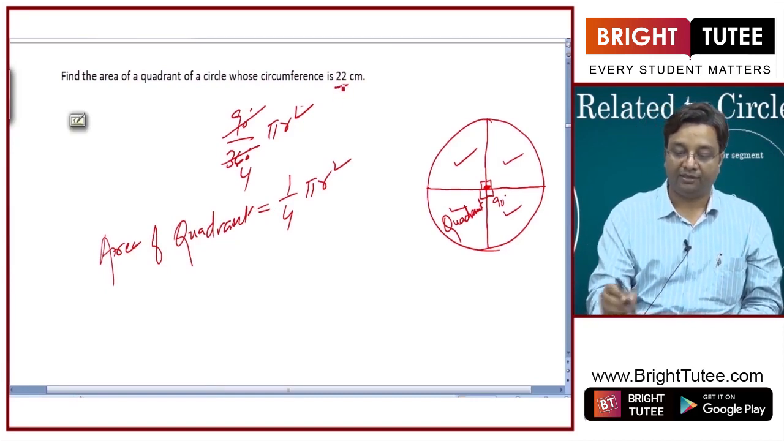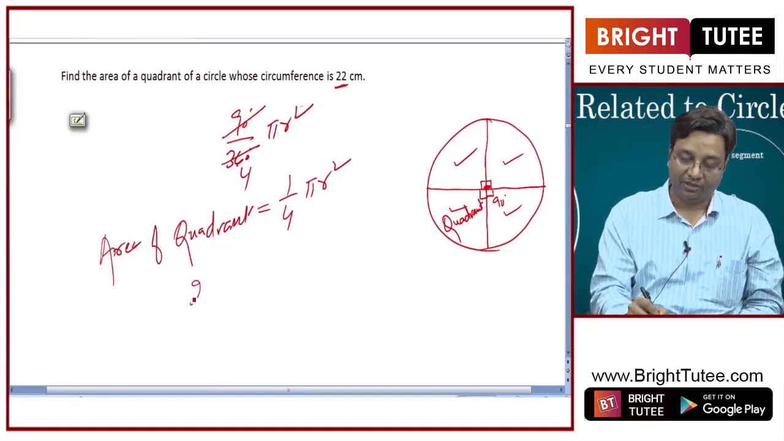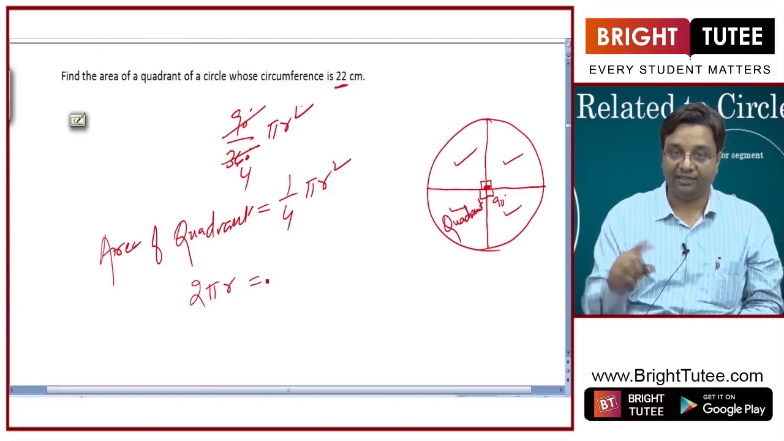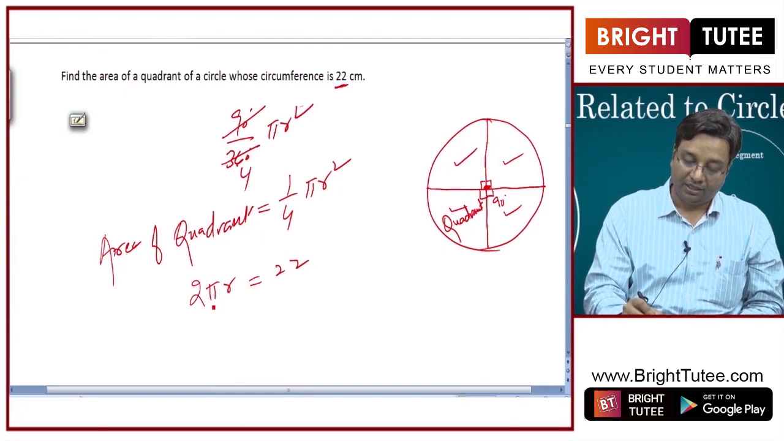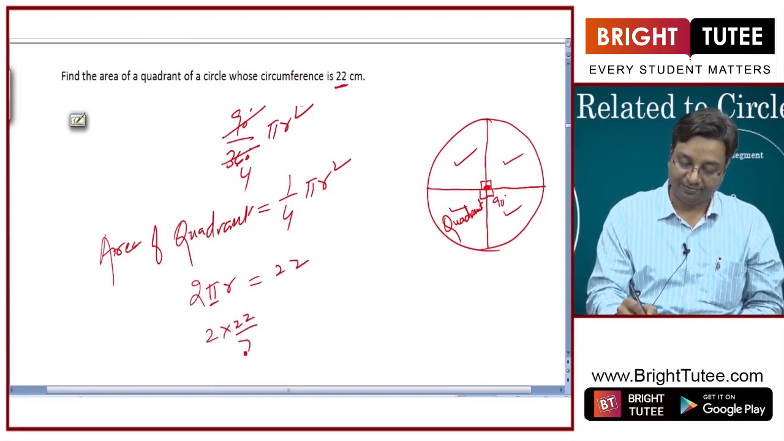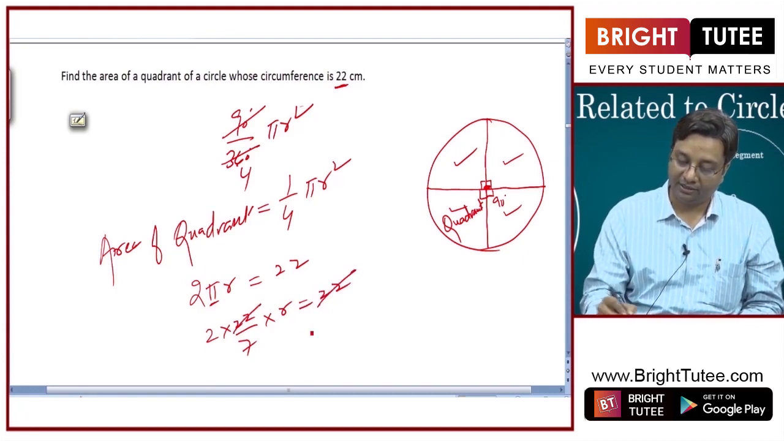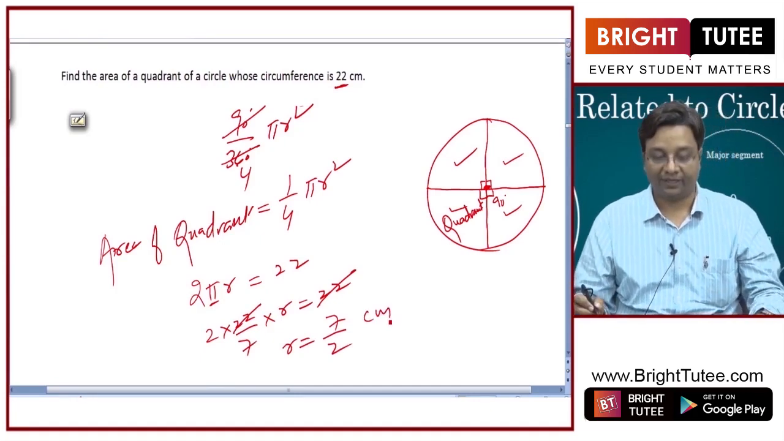Now you need r, but you are given circumference. So 2 pi r is given if r is the radius of the circle. 2 pi r is equal to 22. Now if I write this pi as 22 by 7, so it is equal to 22, 22 gets cancelled, r is equal to 7 by 2 centimeter, right?